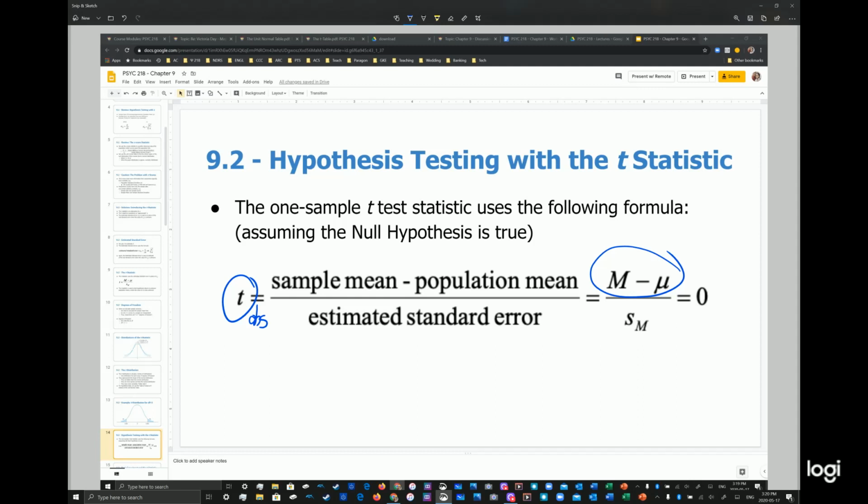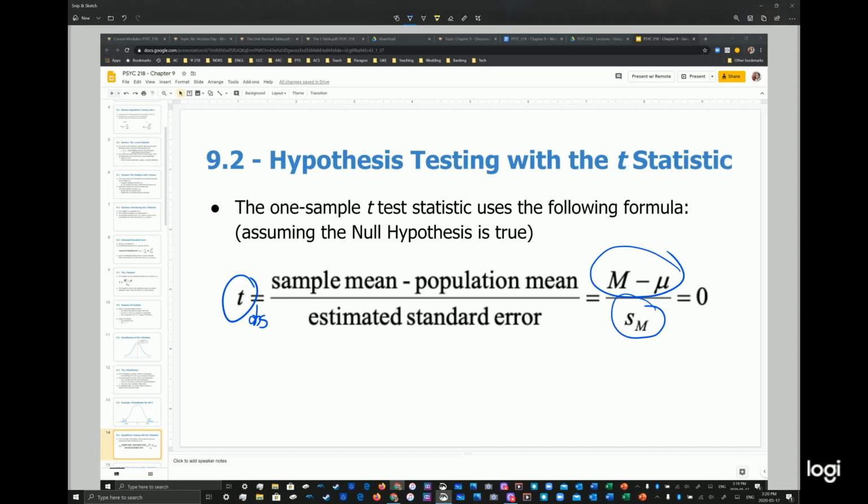Well, at least when we test for treatment effect. And so instead of using sigma m, that is the real standard error, we use the estimated standard error, lowercase s with a subscript m.